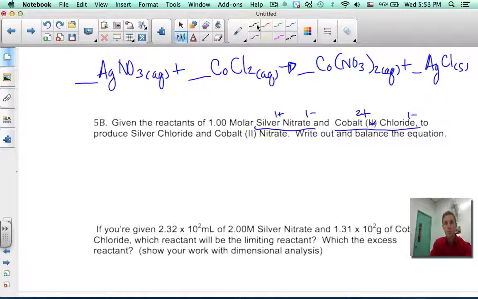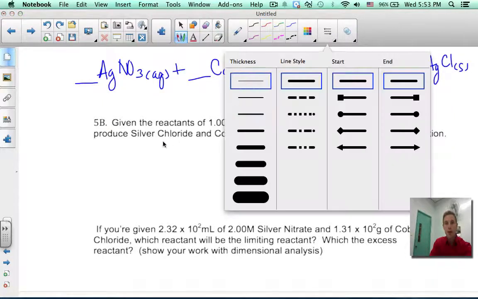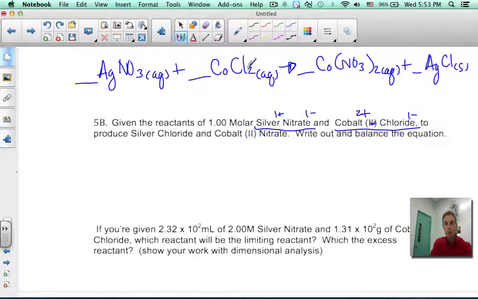It is a precipitate. Now we have to balance our reaction. There are 2 chlorides here and only 1 chloride here, so we need a 2. There are 2 nitrates here and 2 silvers here, so we're going to need a 2 here. Now our equation is balanced. This is a double replacement precipitation reaction. Everything is aqueous, and then one of the products is solid.